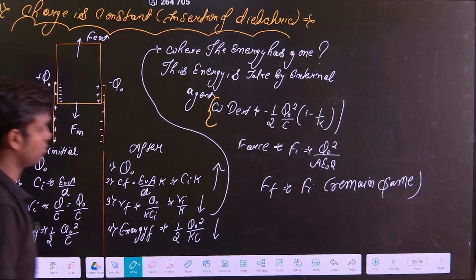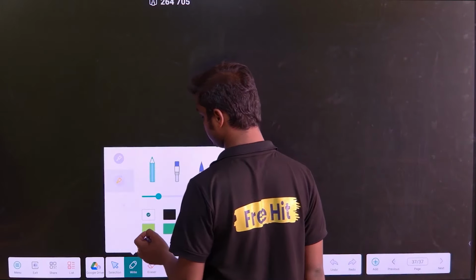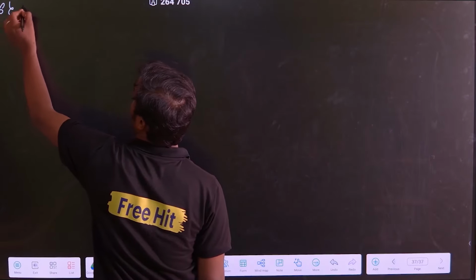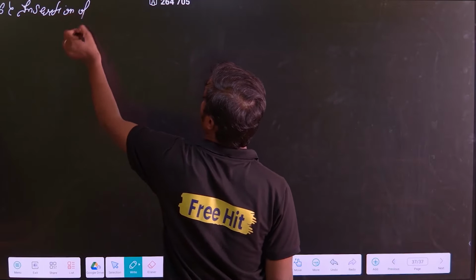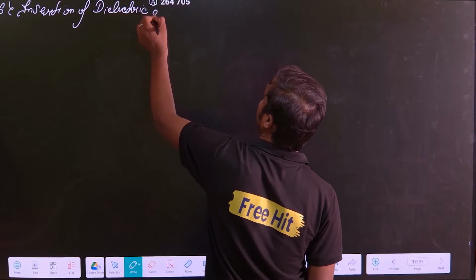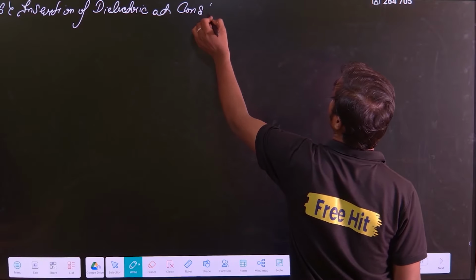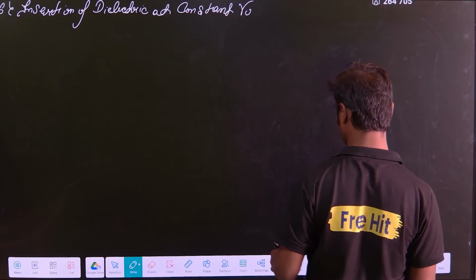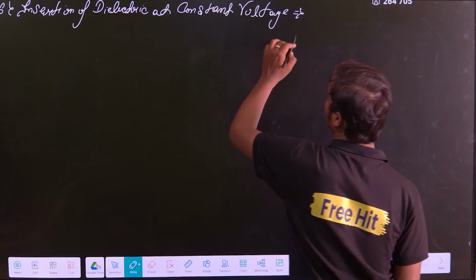Completed? Okay. Now the next case is insertion of a dielectric at constant potential. First you tell me, how will you keep the potential constant? Constant voltage or constant potential? Let me write it. My question is how will you keep it constant?